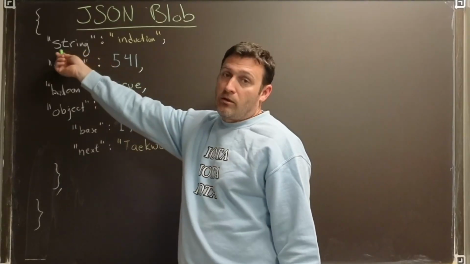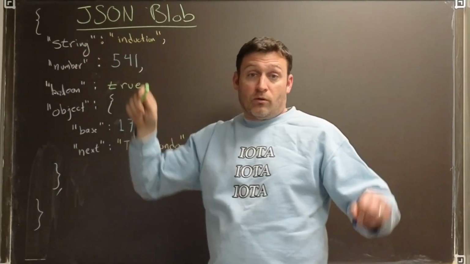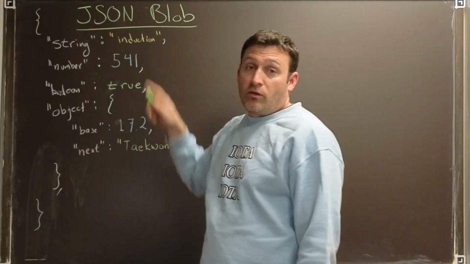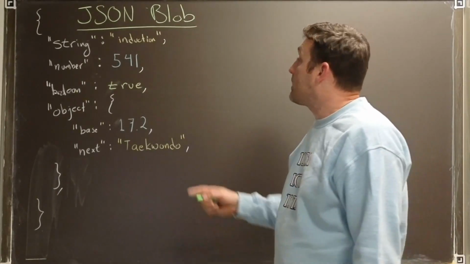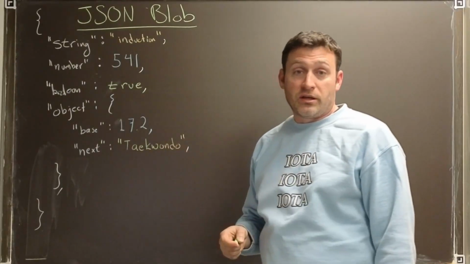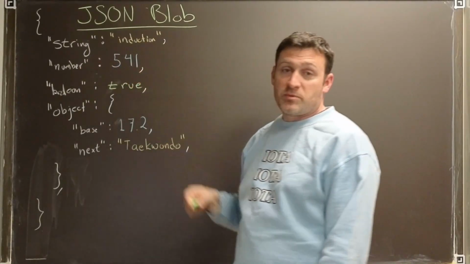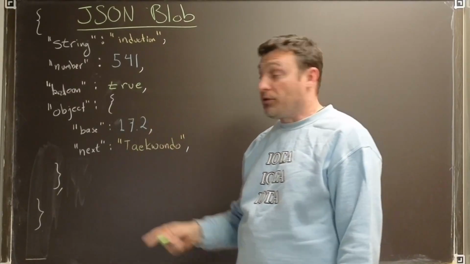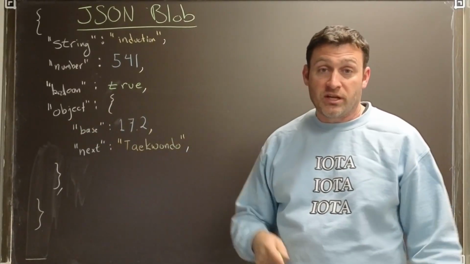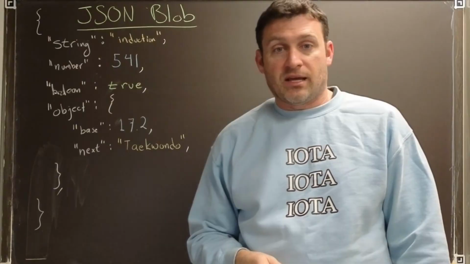We also label everything with a beginning name, usually in quotes, and then a semicolon, followed by whatever data we want. Now, if I look at the way this information is structured, I can see that I've named a string with the word induction. I have a number, which is specifically 541. Boolean is set to true, and then I have one called object, which looks like a copy of our JSON in miniature. It's a nested example.